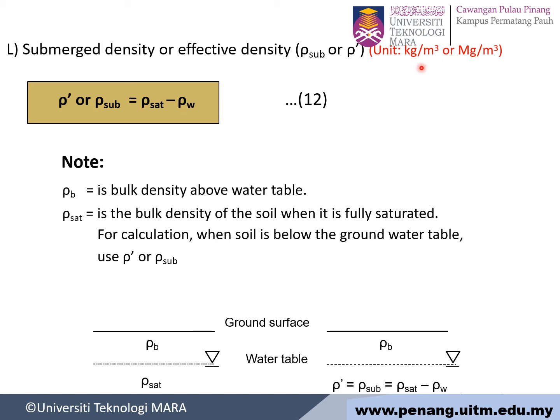Okay, so if in kg it becomes 1000, 2000 plus 1000 plus... For in mg it becomes 1 point something or 2 point something. So rho effective or rho sub is equal to rho saturated minus rho water. Rho water is 9.81. So if you choose rho water as 9.81, then rho saturated should be maybe 19 mg per meter cube, for example, minus 9.81. So you will get the rho submerged or rho effective.